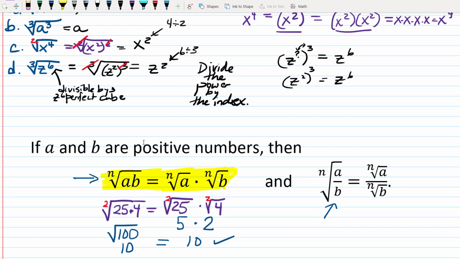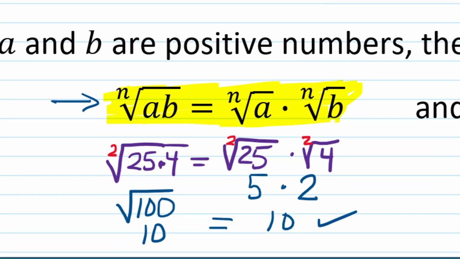In order to do this, we're going to need to use this fact that the nth root of a times b is equal to the nth root of a times the nth root of b. I like to think of it as you can break apart radical expressions if you have multiplication inside the radicand, under the radical. As an example, if you had the square root of 25 times 4, we could break it apart into the square root of 25 times the square root of 4. And this is true because 25 times 4 is 100, and the square root of 100 is 10. And on the right side, the square root of 25 is 5, and the square root of 4 is 2. 5 times 2 is also 10, so it works out.